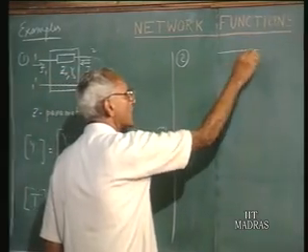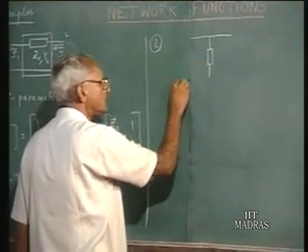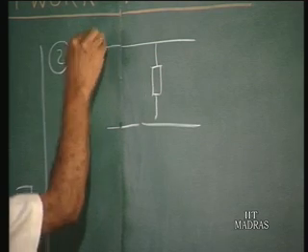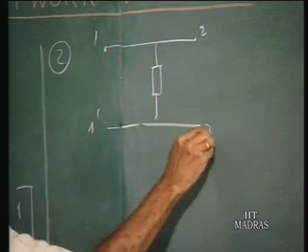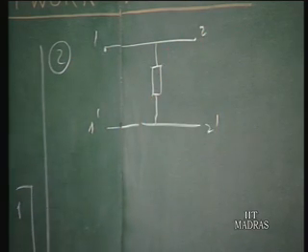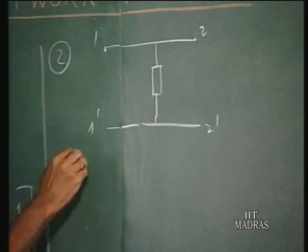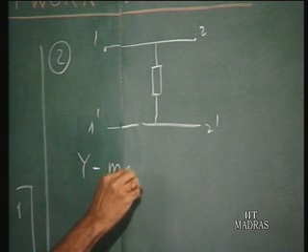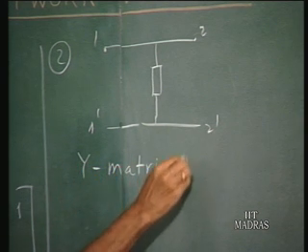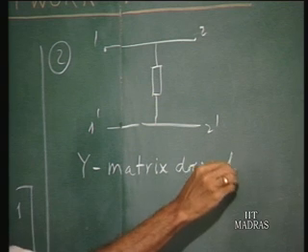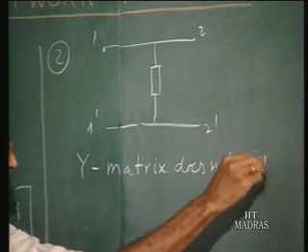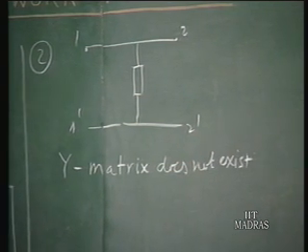another simple case where we have a shunt element, between 1 1 prime and 2 2 prime. Now if you short circuit this and measure the input admittance, that is going to be infinity, and so it turns out that all the Y parameter elements are going to be infinity. Therefore we can say Y matrix does not exist. What about Z matrix?